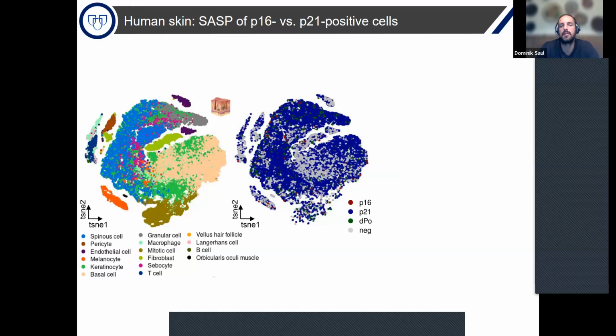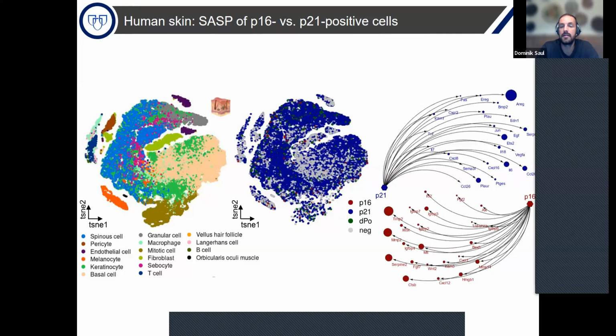Now, since all of the previous organs have been mouse organs, we chose to additionally analyze human samples. So human skin was one of the tissues we used, and we found a lot of p21 positivity, not so much p16 and not so much overlap. And in the skin, we could not find a single gene that was secreted by both p21 and p16 positive cells. All of them were very distinct, which is the first data set where we found this.